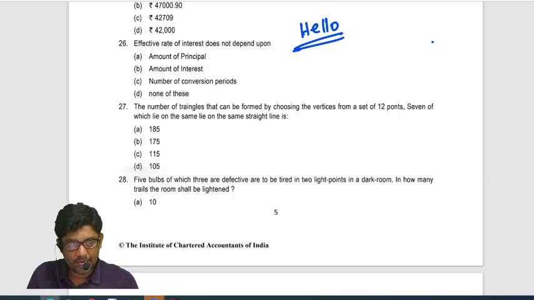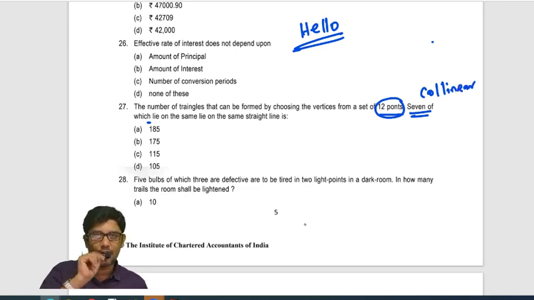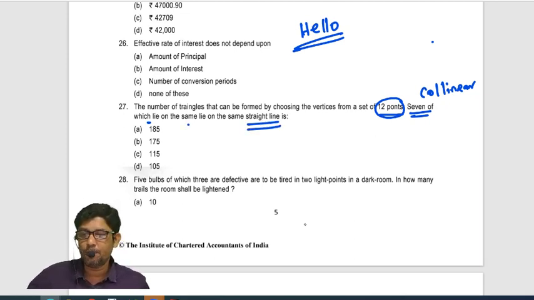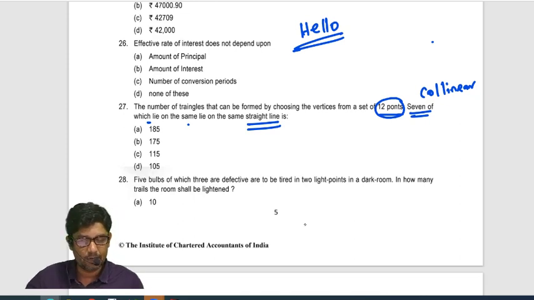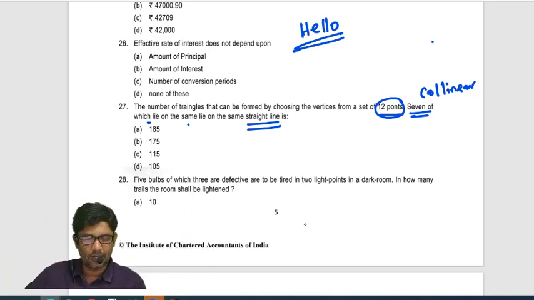The number of triangles that can be formed by choosing the vertices from a set of 12 points, 7 of which lie on the same line. That means out of 12 points, 7 are collinear. Is that right, my dear? Now, the number of lines that can be drawn. The question is the number of lines that can be drawn. Can you please tell me what exactly will come if 7 points are collinear? See, all 7 points lie on the same straight line. So what exactly is the answer going to be?